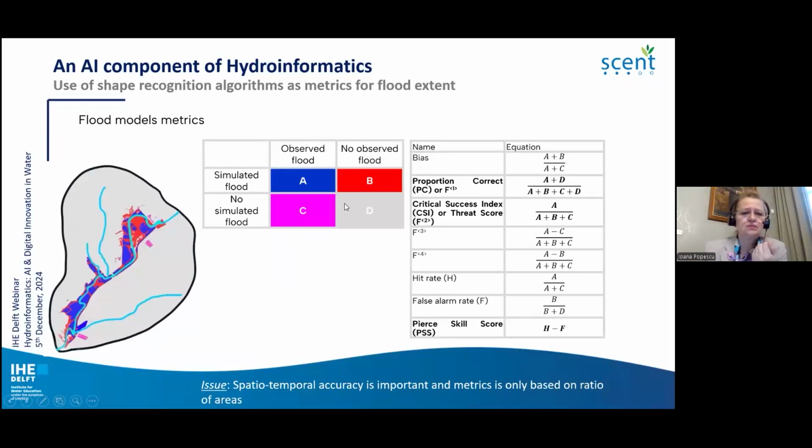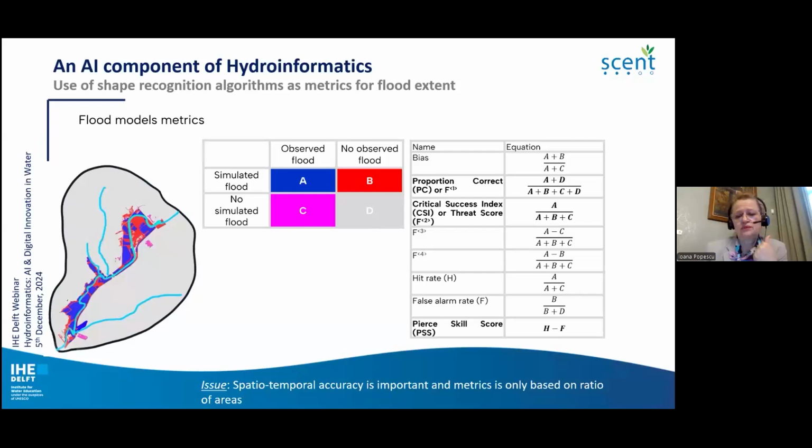So quickly about the flood metrics: we are used to flood metrics that are based on ratios, looking at different ratios between the observed and simulated flood, whether they are matching or not matching, or whether they are not simulated or not observed. And there are many types of metrics, but all these metrics are not looking at the time component. They are metrics at a certain moment in time, and they are simple ratios. They don't always tell a lot about the flood if you don't have the image and the extent in front of you.